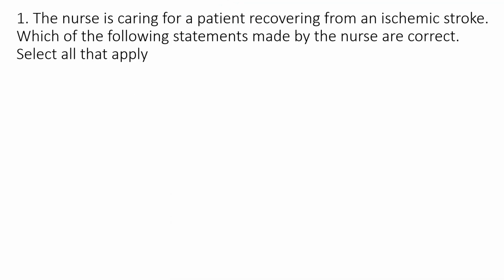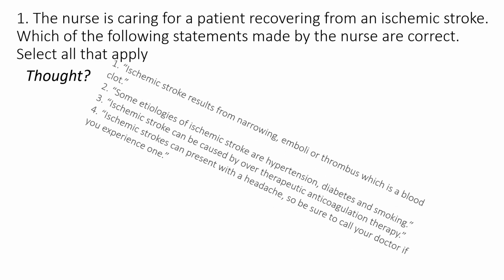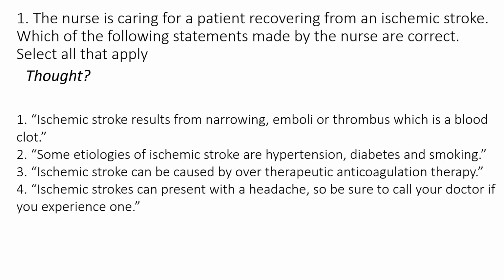Number 1. The nurse is caring for a patient recovering from ischemic stroke. Which of the following statements made by the nurse are correct? Select all that apply. You should be thinking about everything you remember about an ischemic stroke. Answer choices. Is it number 1? Ischemic stroke results from narrowing emboli or thrombus. Remember, emboli and thrombus are blood clots.